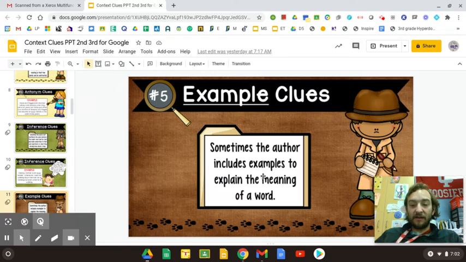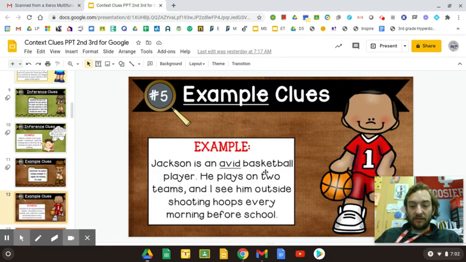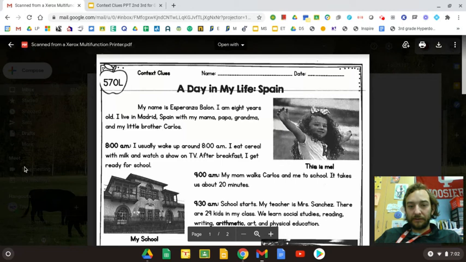And then sometimes the author gives you an example. So for example here, Jackson's an avid basketball player. He plays on 2 teams. I see him outside shooting hoops every morning after school. So they give that example of Jackson practicing outside and playing on 2 teams all the time. So we're going to use those 5 clues again, or those 5 tools, to find our context clues.